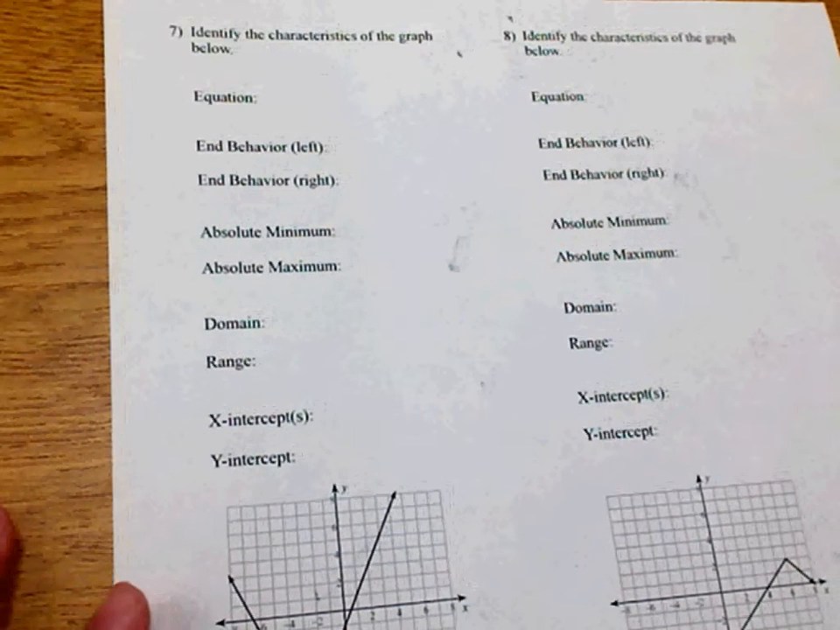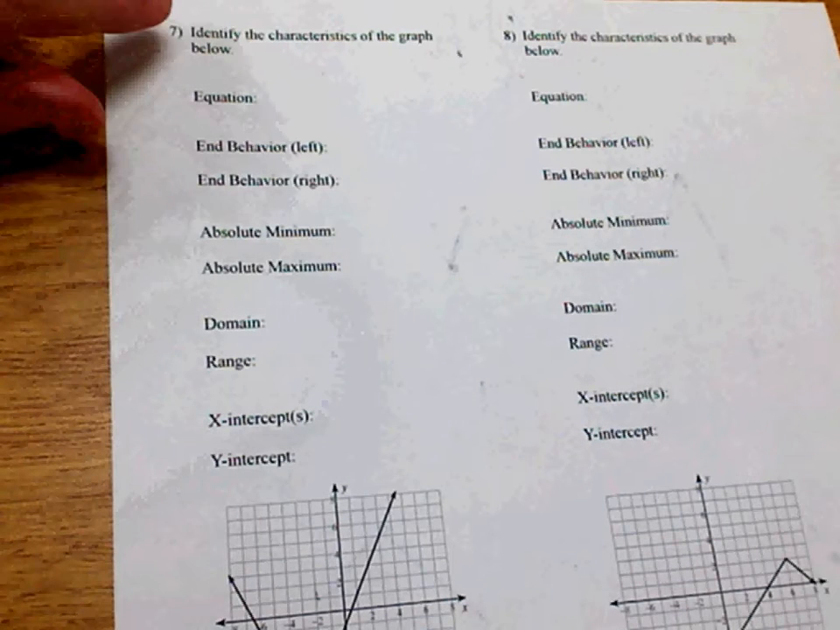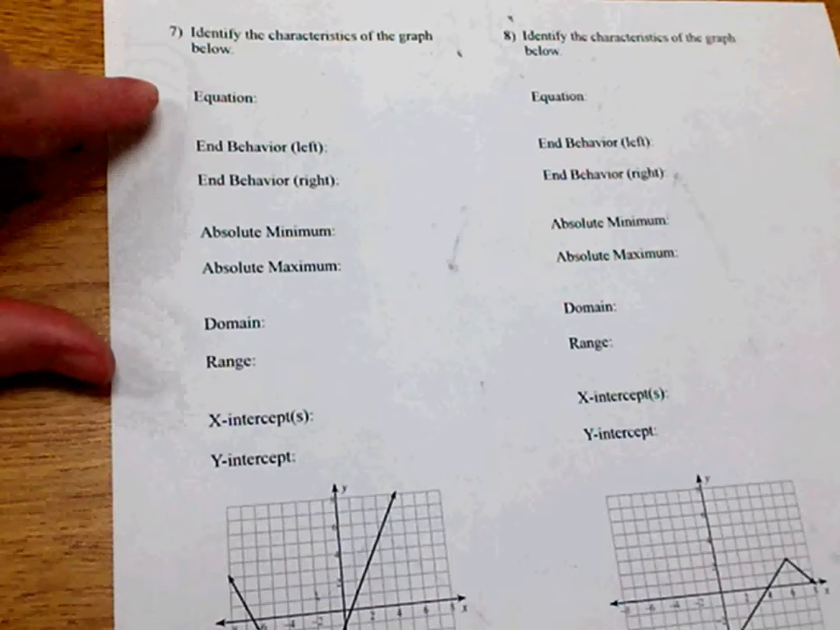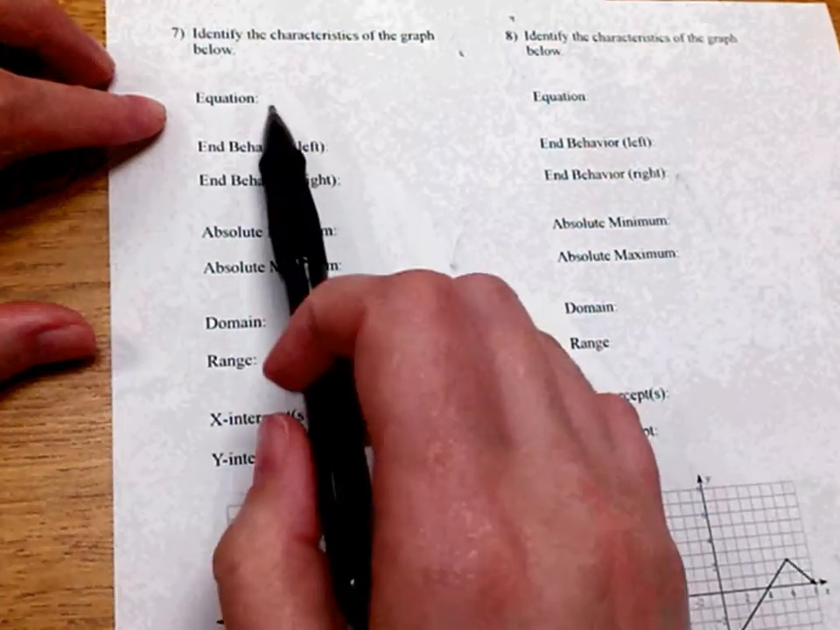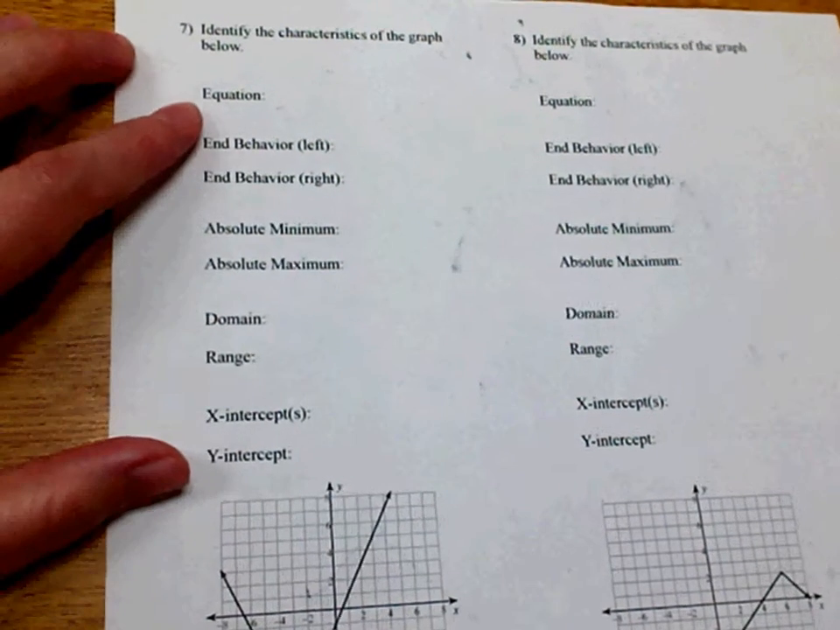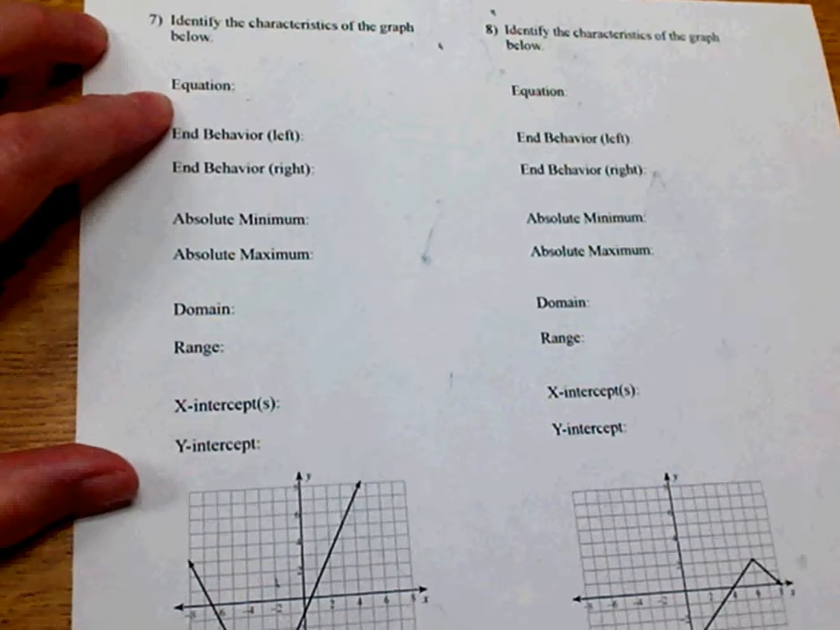Okay, so these last two questions are about the characteristics of an absolute value function. And it just says to identify the characteristics of the graph below. And so you know that you have to have an answer for each of these or cross them out. Okay, so on the equation, that's just exactly what we just did on the other side. So let's go ahead and start with that.